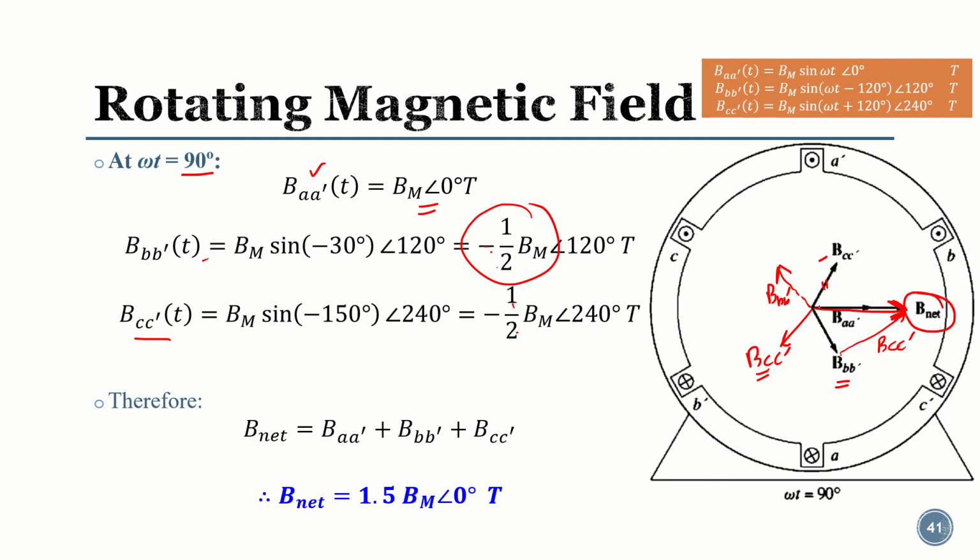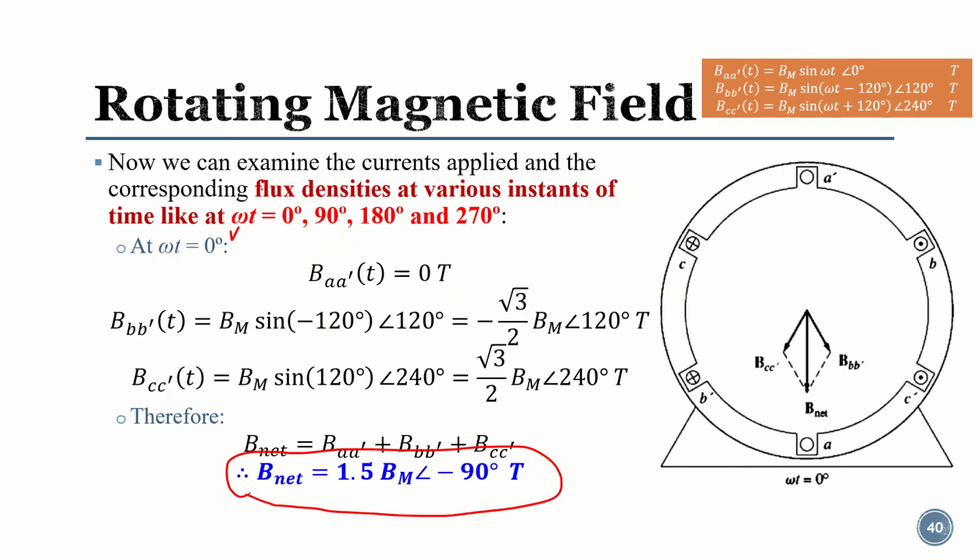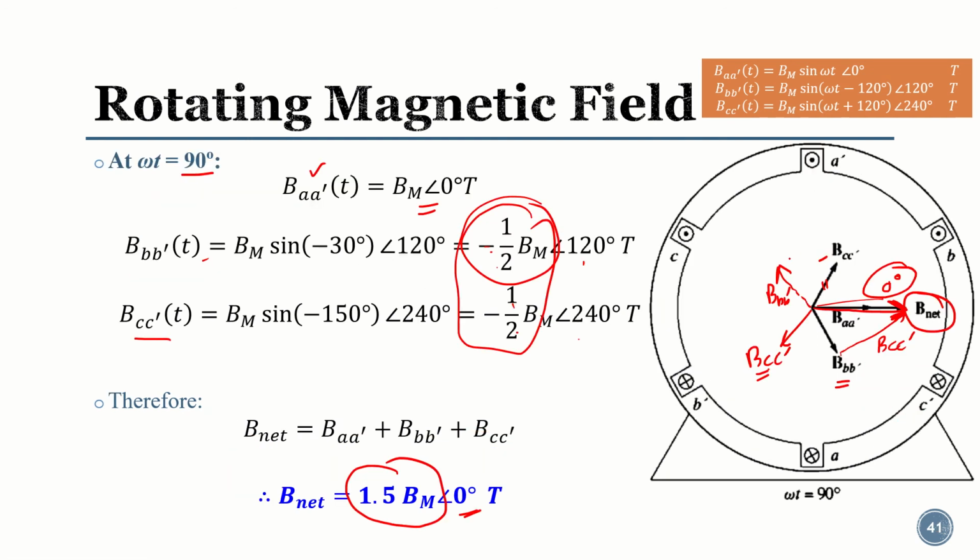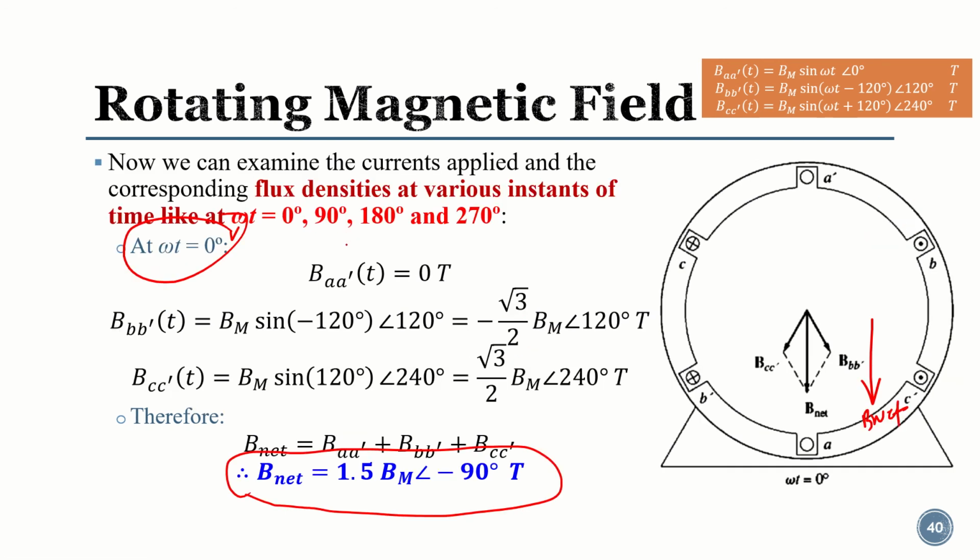Now this is basically at the 0 degree instant. If you just add them, minus 1 over 2 plus 1 over 2, with their angles, it will be 1.5 Bm with the angle of 0 degree. Look here, at the instant of 0 degree the net magnetic field is here. At the instant of 90 degree the net magnetic field is here. Similarly, if we move forward for 180 degree and 270 degree, what will happen?